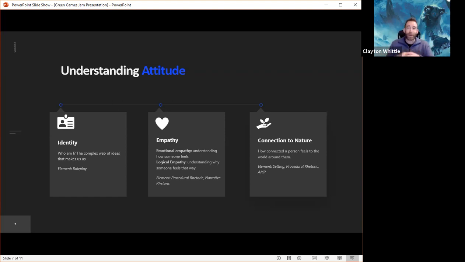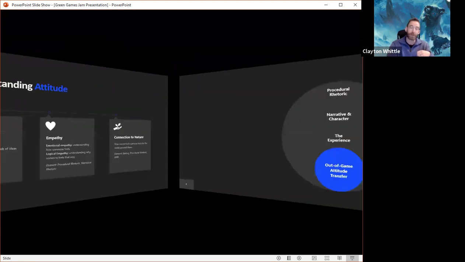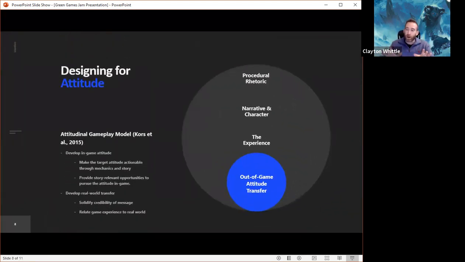All right, so as part of attitude, we've got our identities, we've got empathy, and we've got a connection to nature. Together, these are predictors of how motivated someone is to act in a pro-environmental way. And then real quick, this is something that I realized would be a little bit too deep to dive into during this presentation, but I want to bring it up because those of you who are really doing in-depth design might be interested in some of the more official frameworks for this kind of transfer of knowledge.